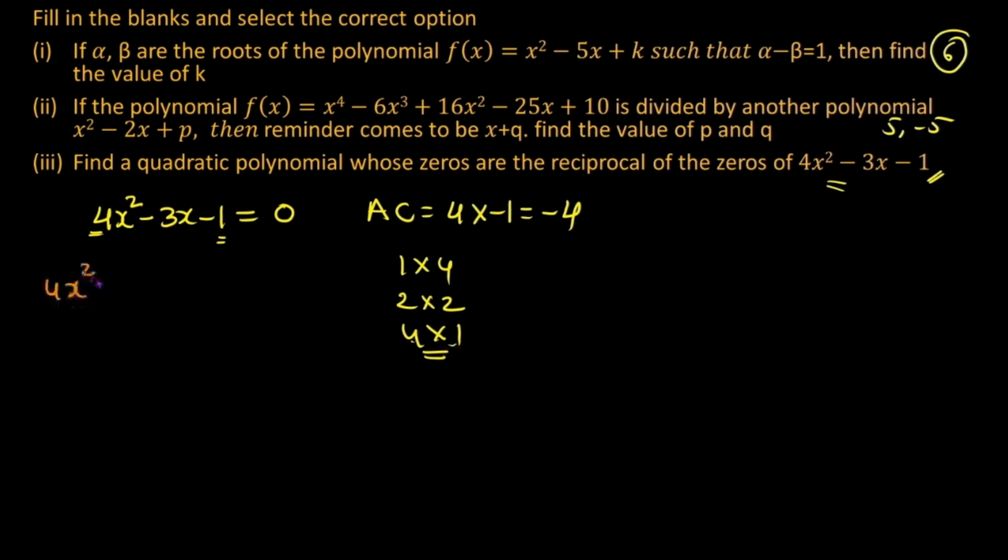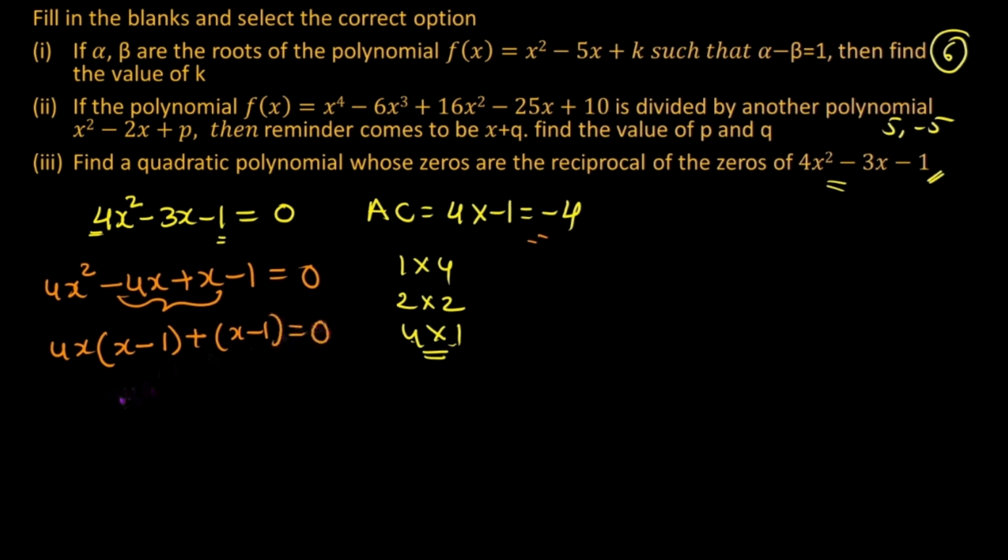So 4x square can be written as 4x square minus 4x plus x minus 1 equal to 0. See, minus 4x plus x is minus 3x here, and 4 into 1 with the minus 1 gives minus 4, that's the AC term. Taking 4x common, we get x minus 1 plus x minus 1. Again taking x minus 1 common, we get x minus 1 into 4x plus 1 equal to 0. So x is equal to 1, comma, minus 1 by 4.